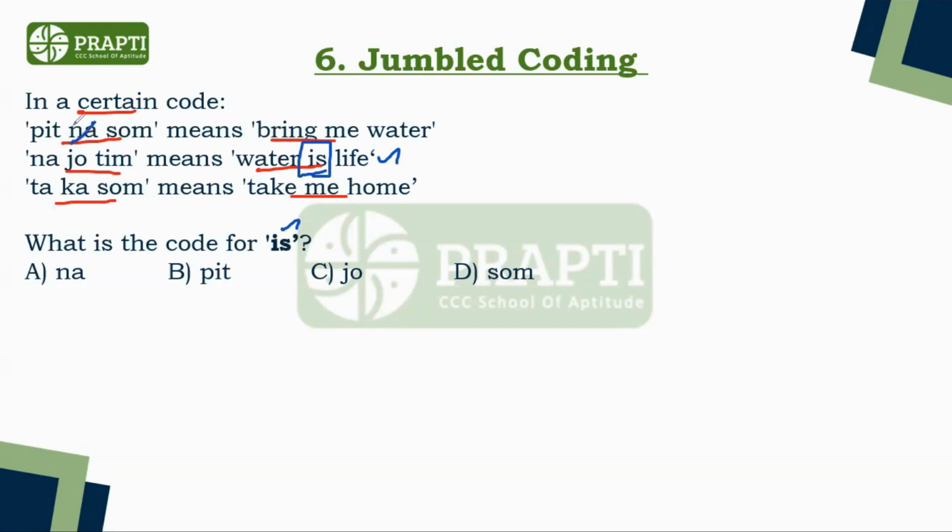In the first statement, we have na. In the second statement also, we have na. So we can eliminate it. Remaining Joe and Ting. Just compare with the options. We don't have Ting in the options, so we'll remove Ting as well. So the remaining, the answer is option C, Joe.